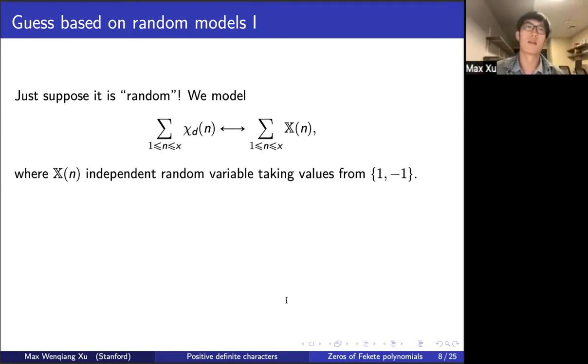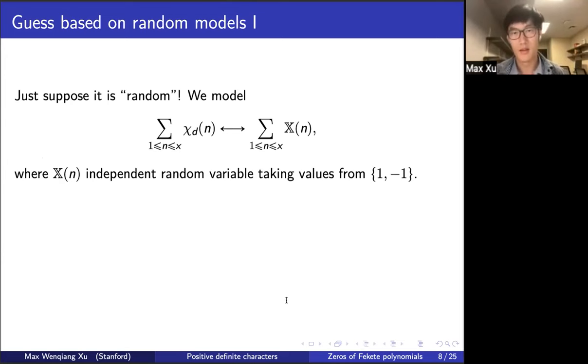This is a correct guess. So our guess is just based on random models. We don't know how to prove or find the correct answer, but let's first guess what the answer is. So suppose it is just random. We are considering the partial sum of quadratic Dirichlet characters, so basically chi_d(n). Well, it's roughly taking plus one half of the time, and negative one half of the time.